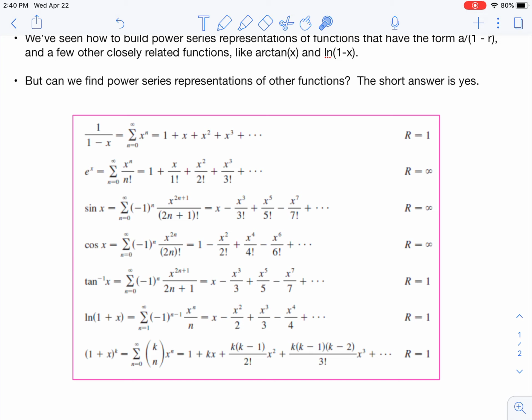and then the rest of your terms are just multiplied by x each time. So what about other things? Well, this gives us the different series for e to the x, sine x, cosine x, inverse tan, natural log of x, and this other one. Now over here where it says r, this is the radius of convergence. What that means is these are all centered at 0.